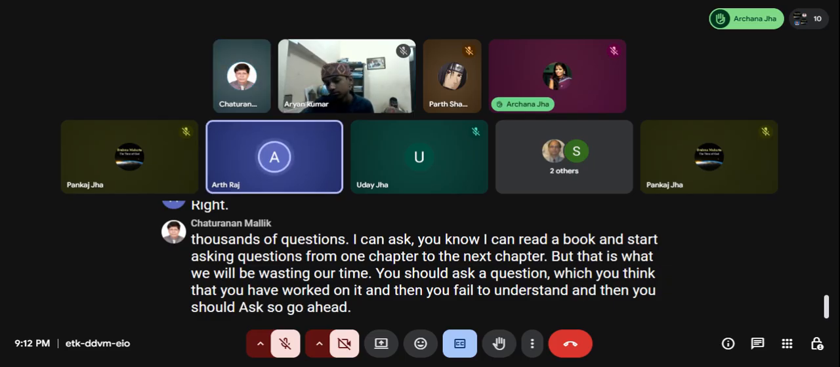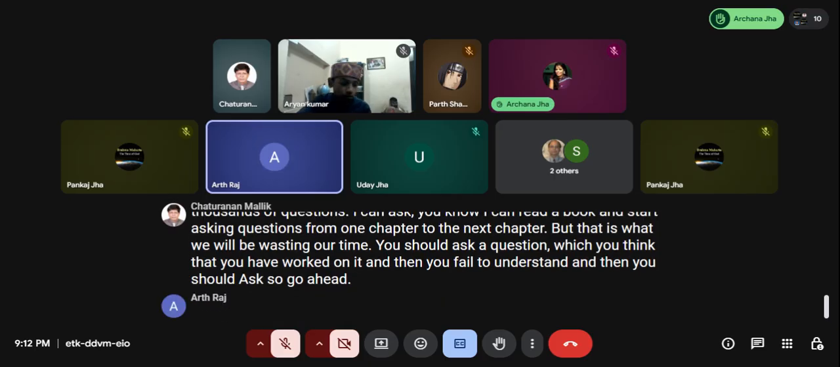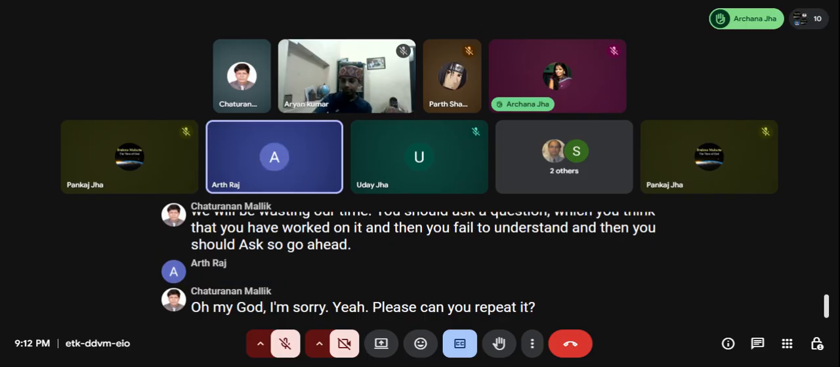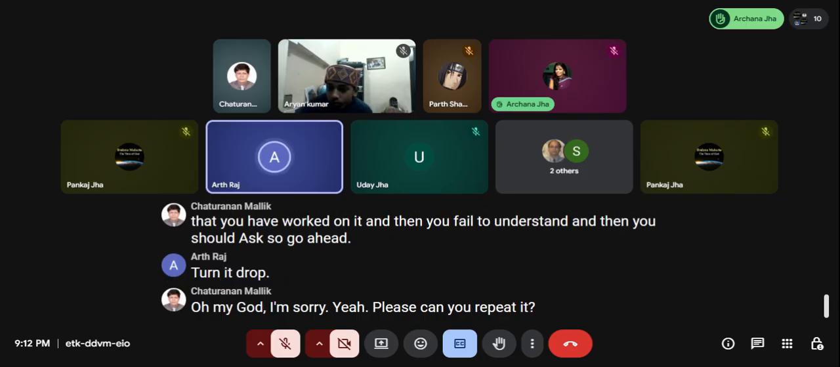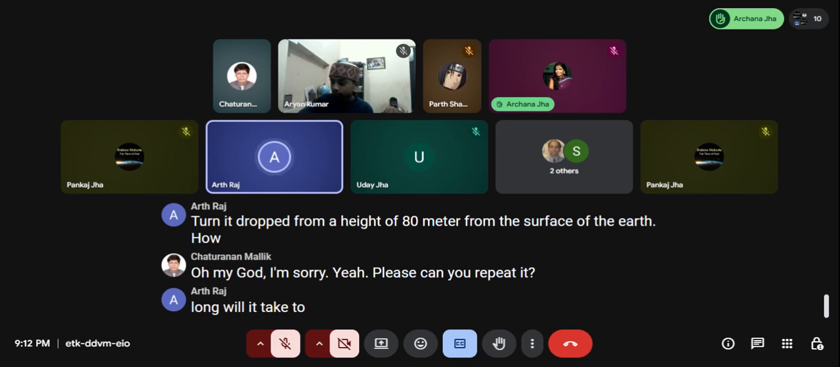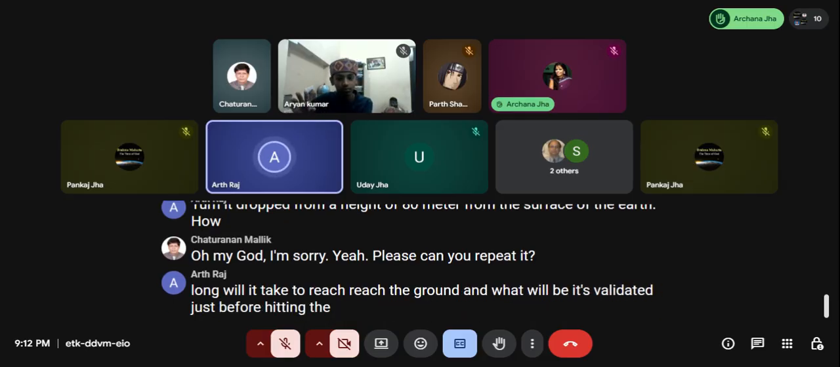I have asked it last time also, but no one answered. Oh my God, I'm sorry. Yeah, please, can you repeat it? The question is: a stone is dropped from a height of 80 meters from the surface of the earth. How long will it take to reach the ground? And what will be its velocity just before hitting the ground?